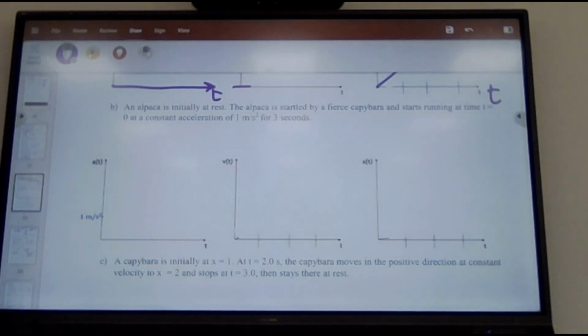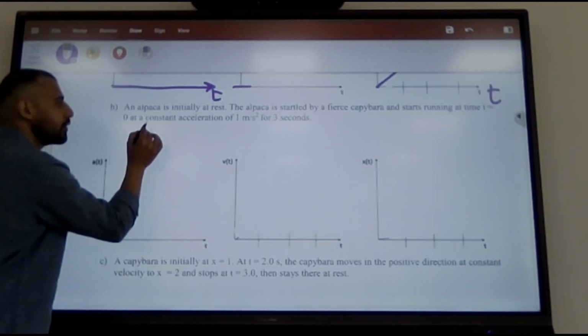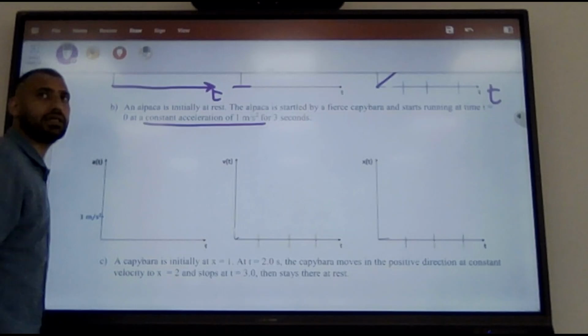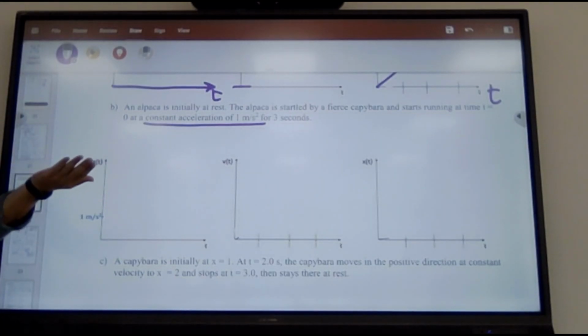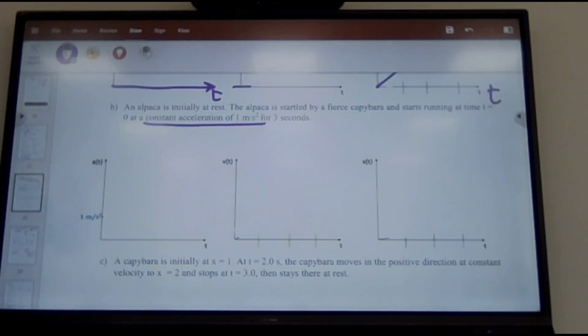Yes. Anyone? It's simple. You need to just understand what is happening. The only thing here, very good. See, understand. The constant acceleration. What is the acceleration? Constant. It is one. Constant means it will not change.